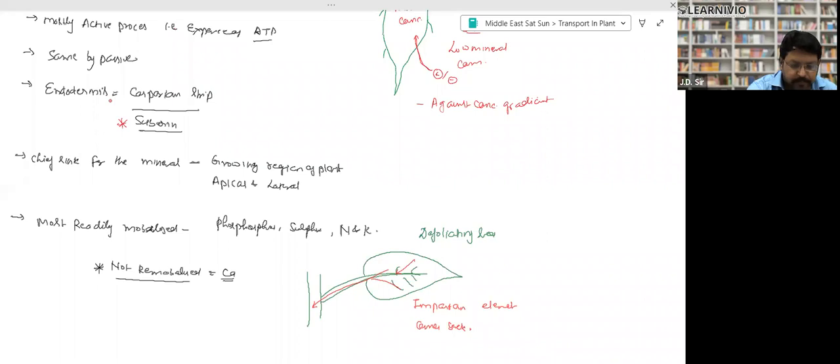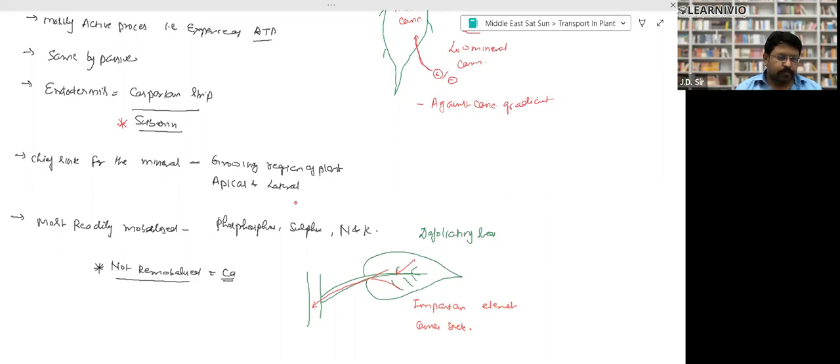Then the chief sink for minerals is the growing part, the apical and lateral parts. So what is a sink? Sinks are those areas of the plant where the requirement of minerals is maximum. The maximum requirement is generated at the growing part of the plant, so the maximum minerals are required there. Fine. So the growing parts of the plant are known as the sink for minerals, right?